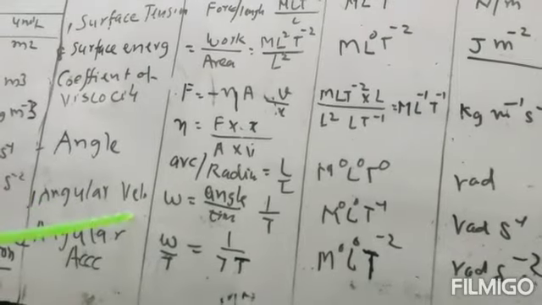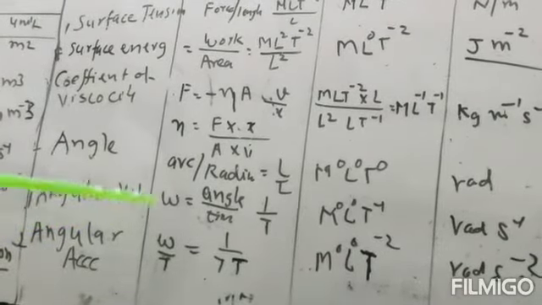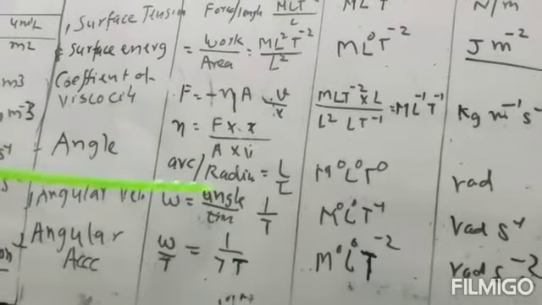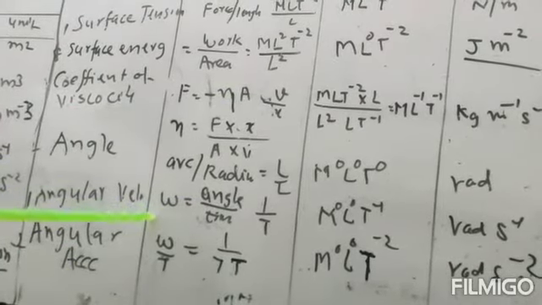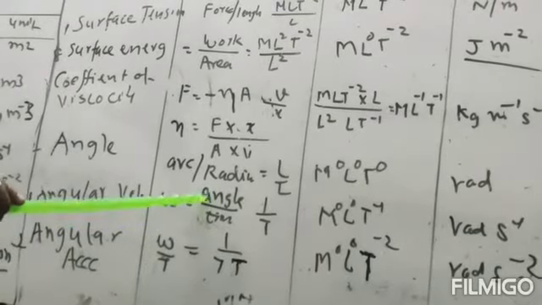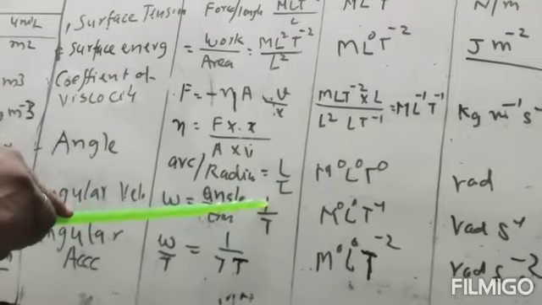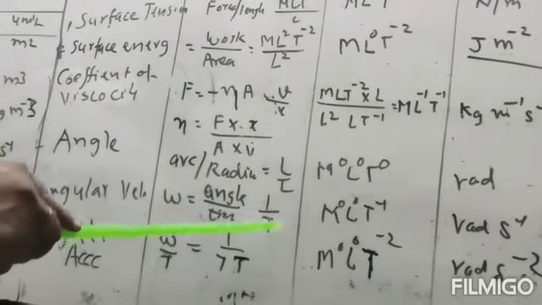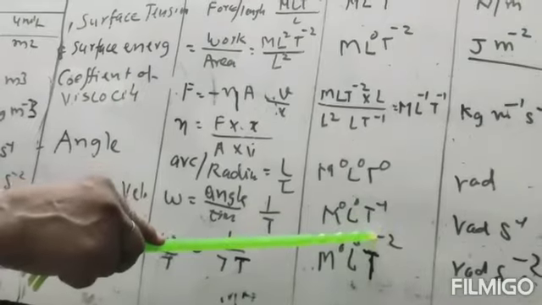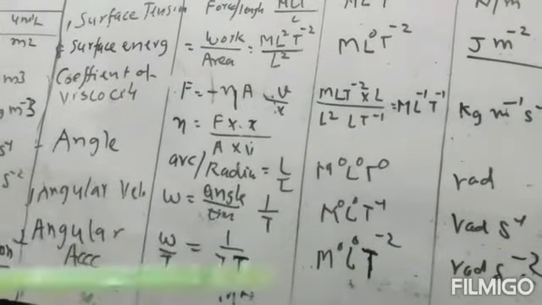Now what is the angular velocity? Angular velocity is angle divided by time, the angular displacement per unit time. So omega is the angular velocity. Omega will be equal to angle divided by time. There is no dimension of angle. So it will be equal to M^0 L^0 T^-1, and the unit will be equal to radian per second.